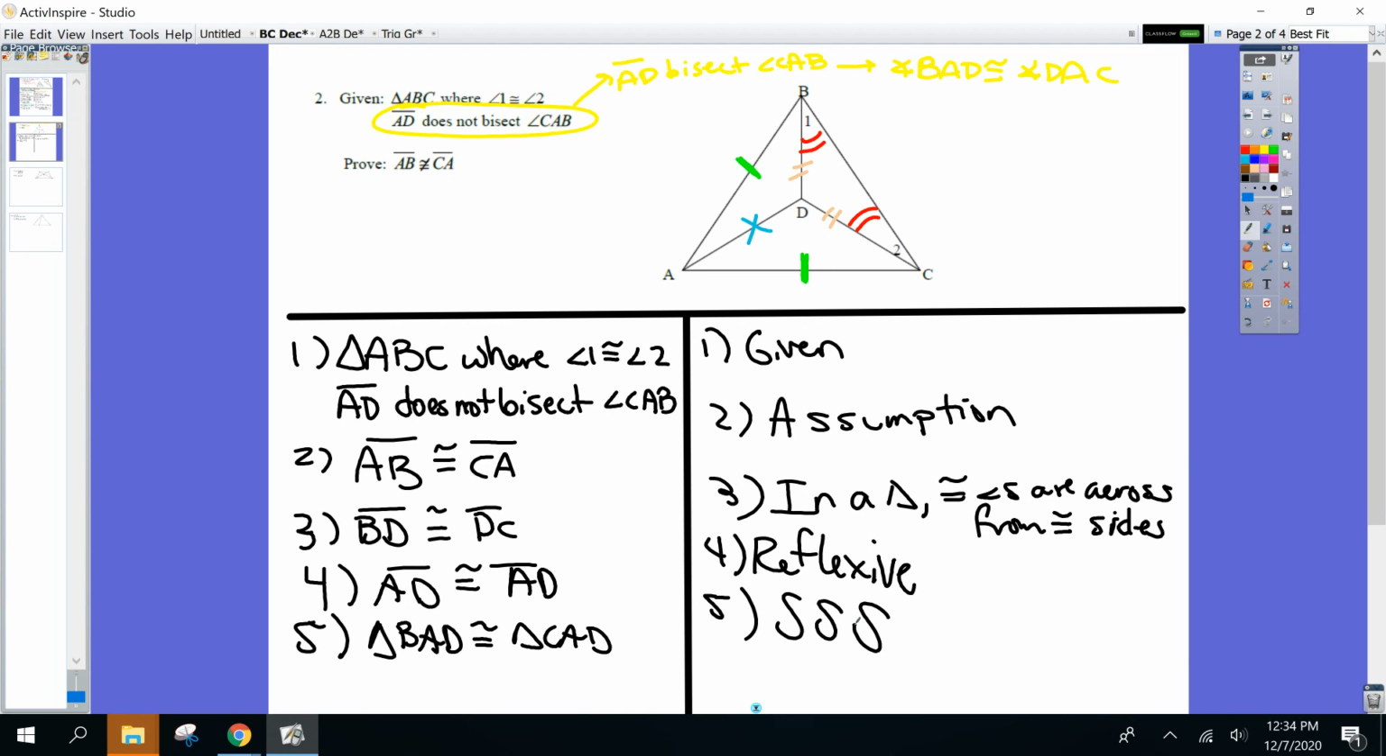Remember why we proved the two triangles congruent. Now you know angle BAD, come on, one job. Try that again. Angle BAD now is congruent to angle DAC, by CPCTC.